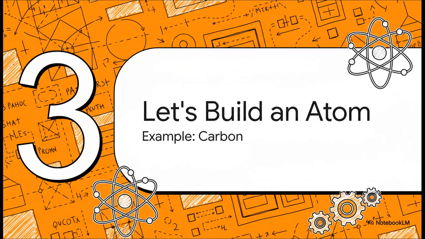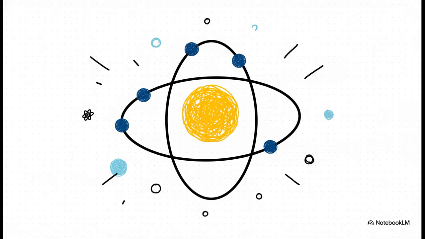We have the blueprint, we have the rules, so let's actually build something. We are going to put together an atom that's absolutely essential for life as we know it: carbon. Now, to build a carbon atom, we only need one little piece of information: its atomic number. And for carbon, that number is 6. That single number tells us everything we need to know. It's like this secret key.